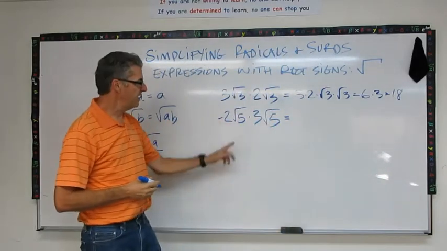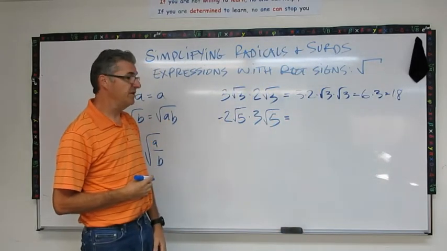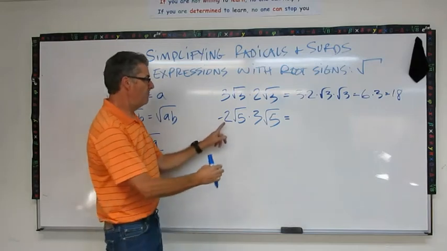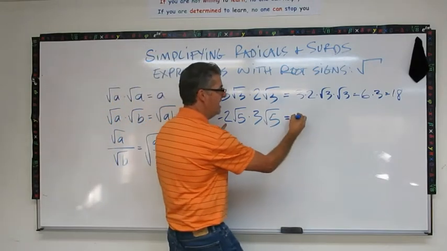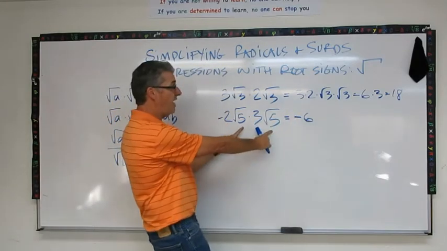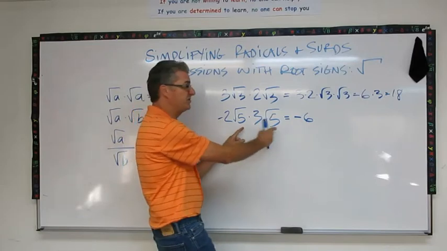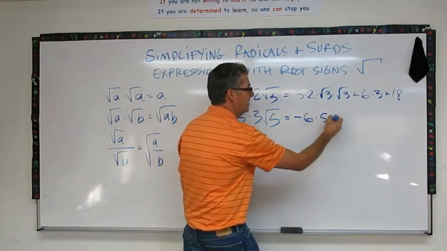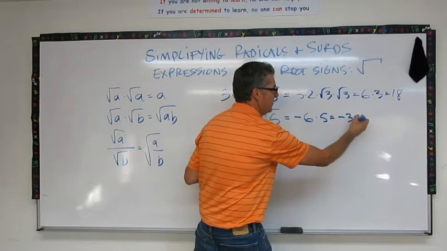Okay, now let's try that one. Pause the video, see how you do it. Okay, minus 2 times 3 is negative 6. Root 5 times root 5 is just 5. So this one is minus 30.